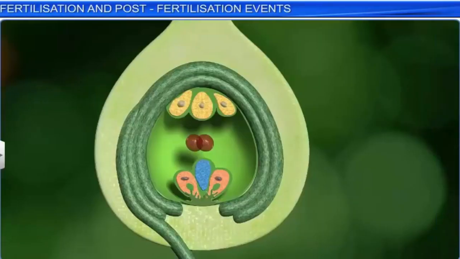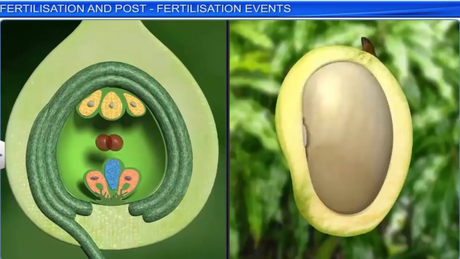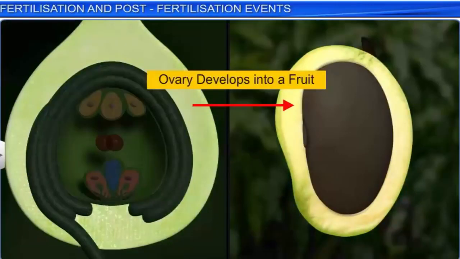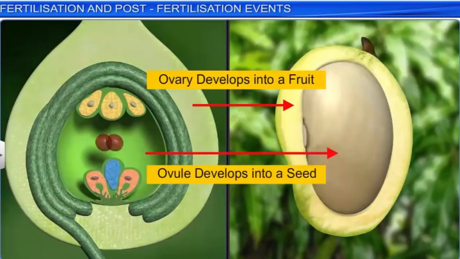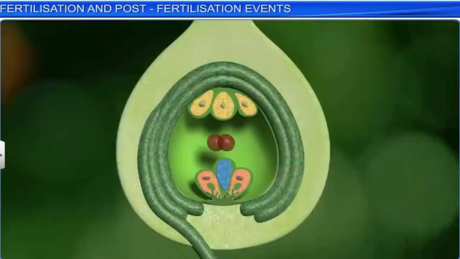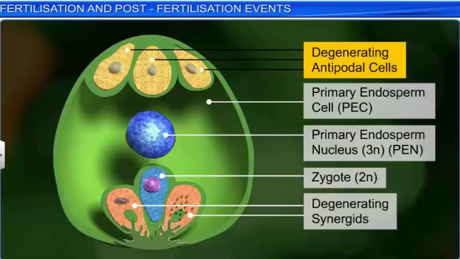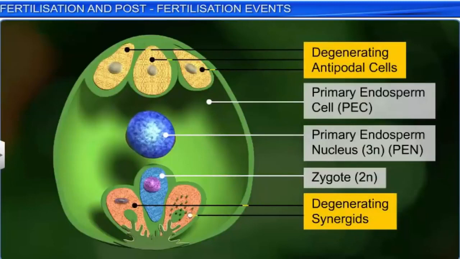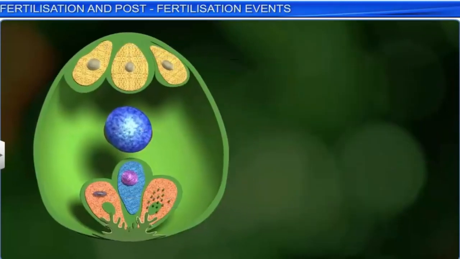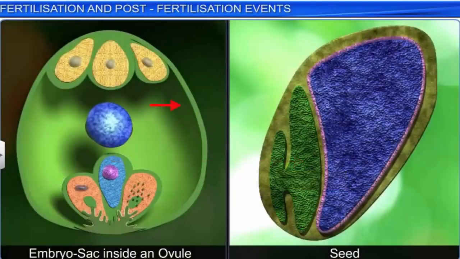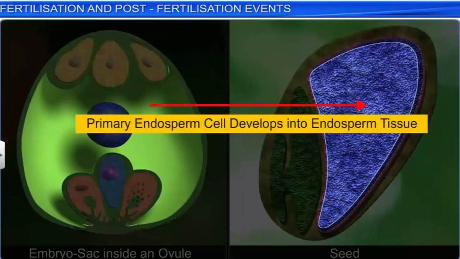Double fertilization is followed by several post-fertilization events which eventually transform the ovule into a seed and the ovary into a fruit. These events include degeneration of the antipodals, synergids, and the development of the zygote into an embryo and the primary endosperm cell into the endosperm by repeated mitotic divisions.